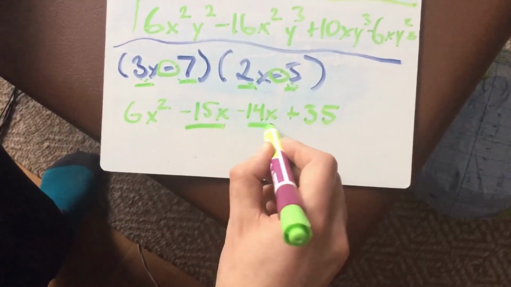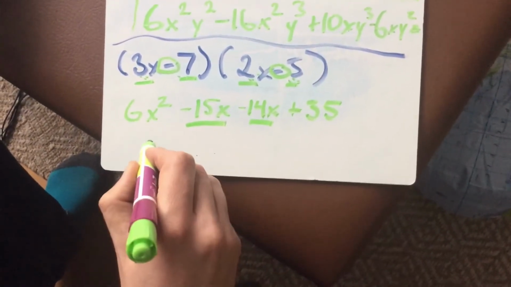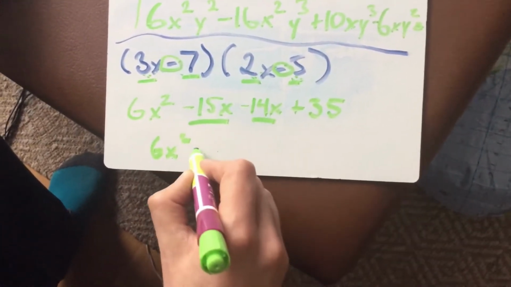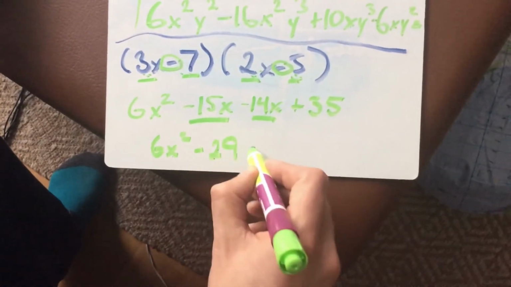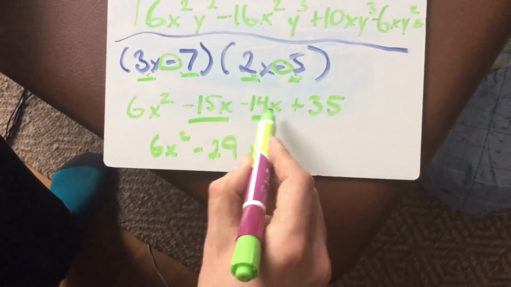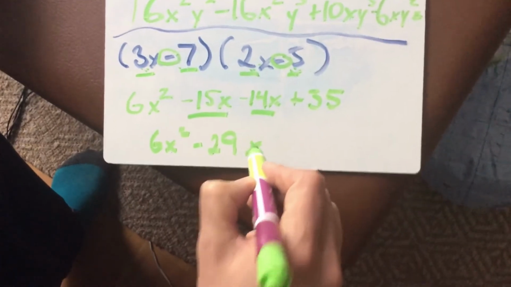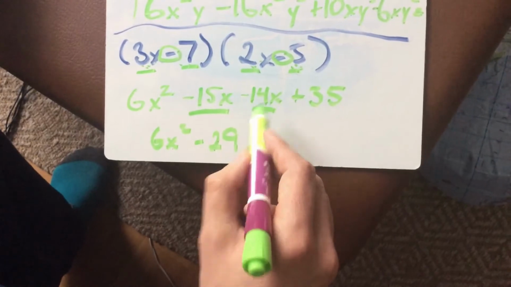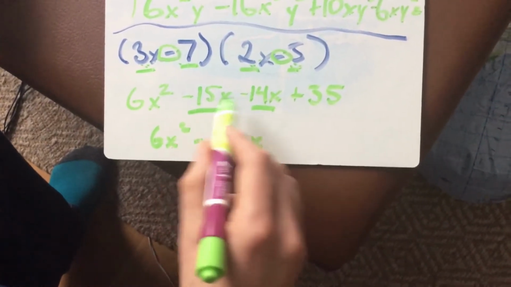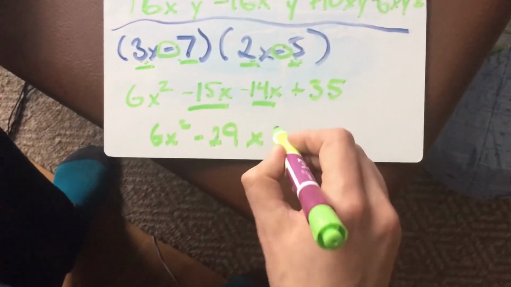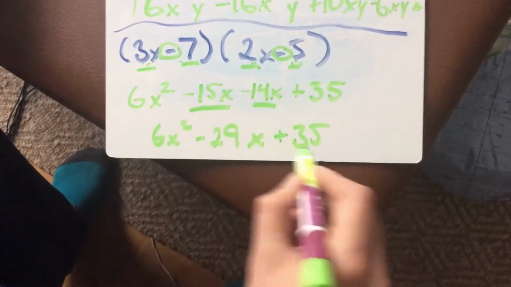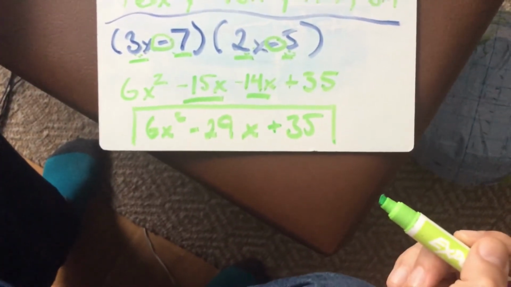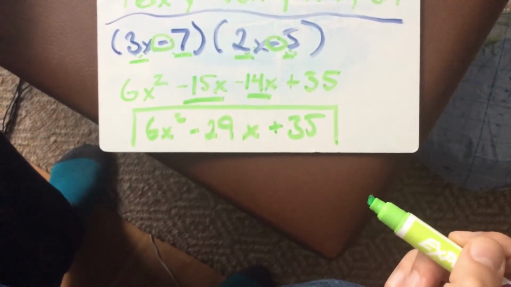Notice these two terms both have 1x, therefore they are like terms. Remember, when I add like terms, I add the coefficients. So that's going to be negative 29, but I leave the variable the same. These aren't being multiplied, so that's not x squared. So make sure you do not make that x squared. It's negative 15x and negative 14. I add the coefficients, the numbers in front, but I leave the variable the same. I don't have any other like terms, so I simply copy my other two, and that is my final answer. 6x squared minus 29x plus 35.